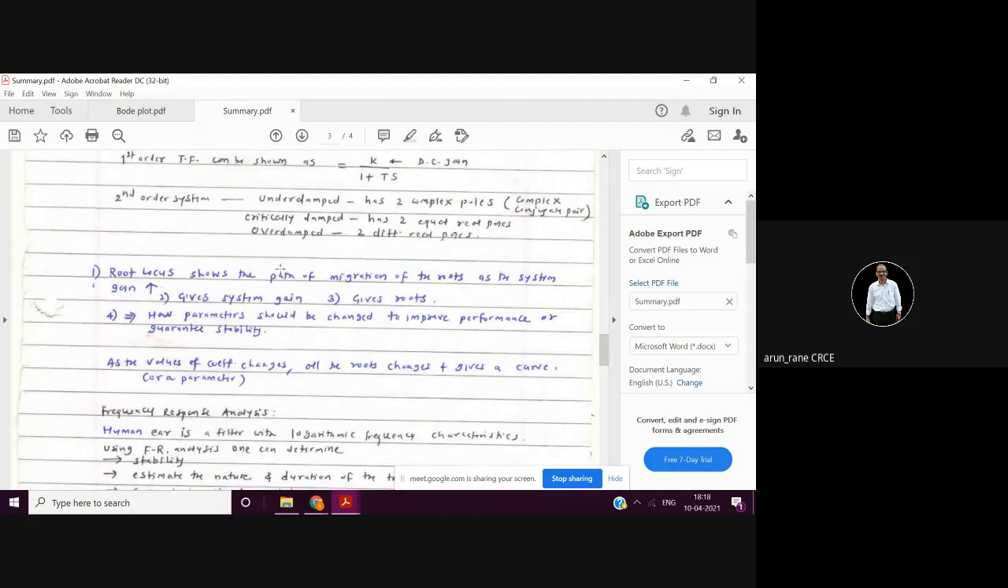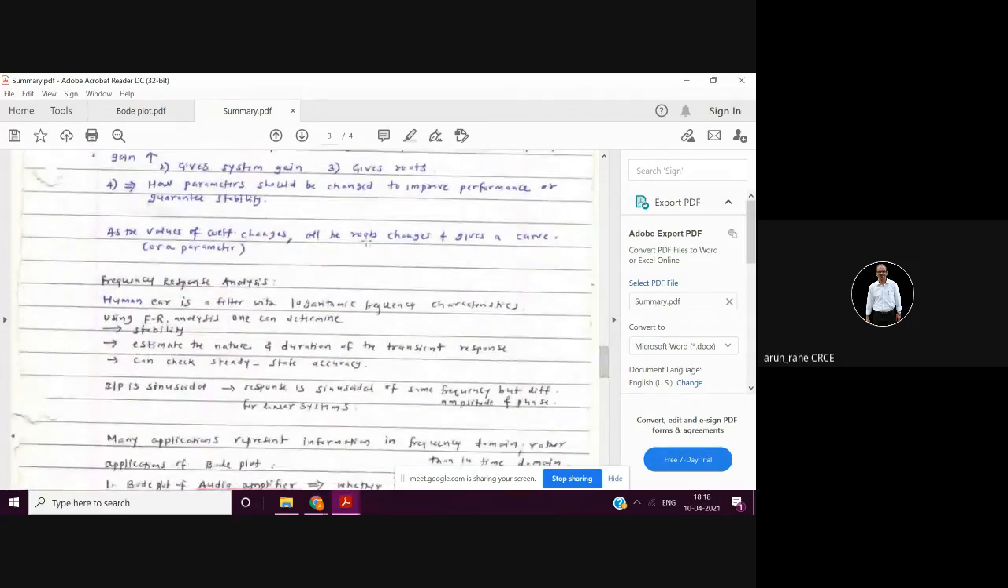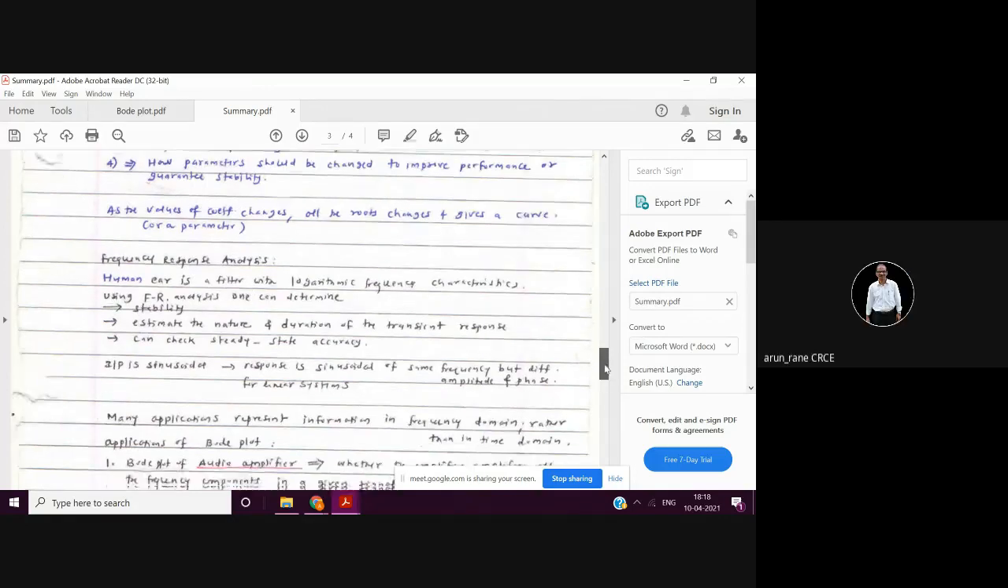Root locus shows the path of migration of the roots, how the roots travel as the system gain is increasing. So it gives you system gain, it gives you roots also. How parameters should be changed to improve the performance or to improve the stability. So as the value of coefficient changes, all the roots change and give a curve. Okay. And frequency response analysis.